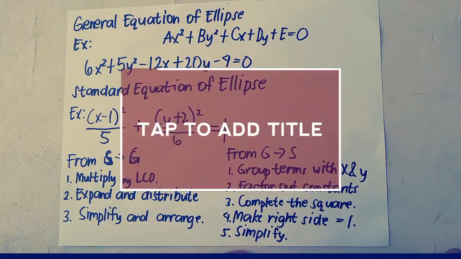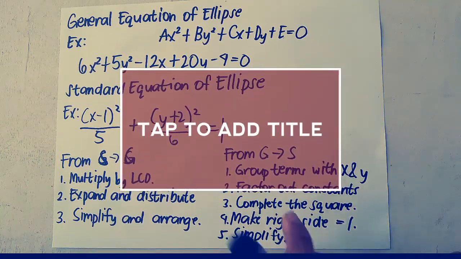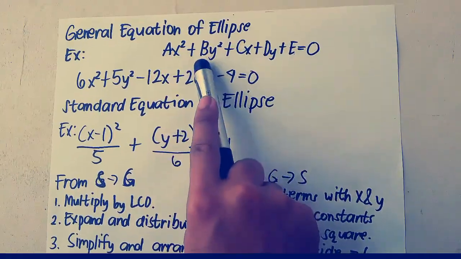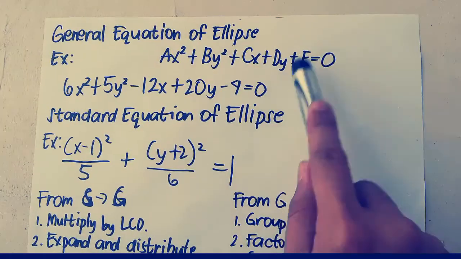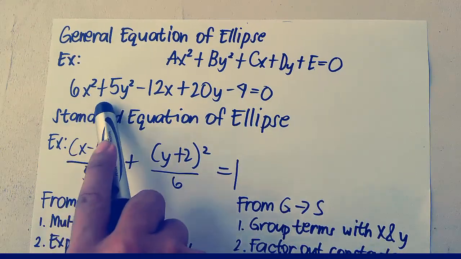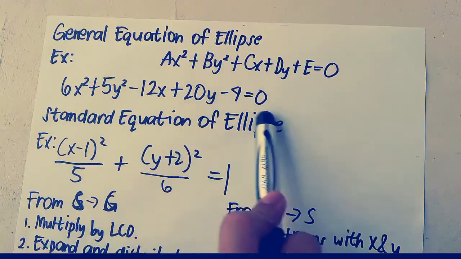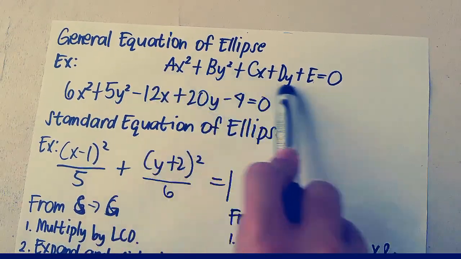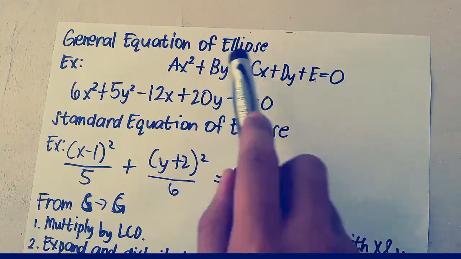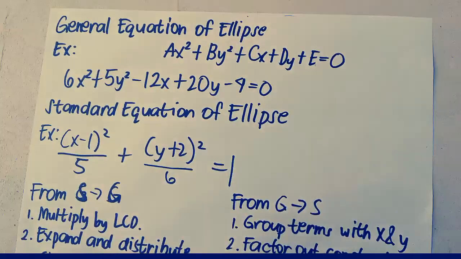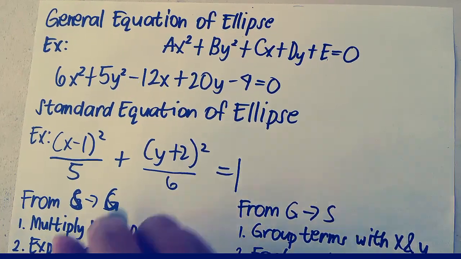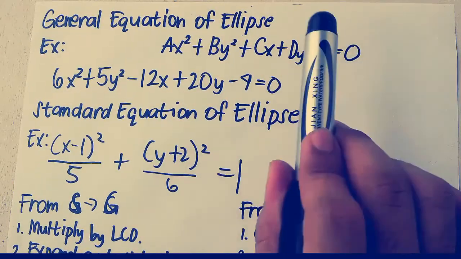Let's begin with the general equation of the ellipse. It comes in the form ax squared plus by squared plus cx plus dy is equal to 0. Take 6x squared plus 5y squared minus 12x plus 20y minus 4 as an example. See how it follows the pattern? So remember that the terms with the exponents of the highest degrees come first before the other.